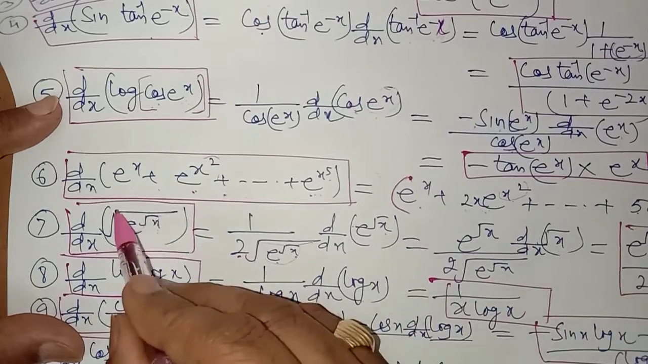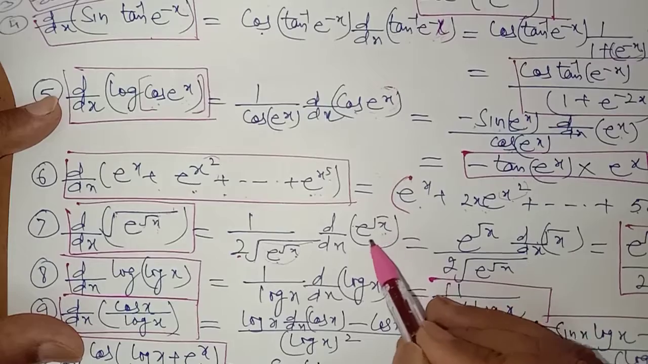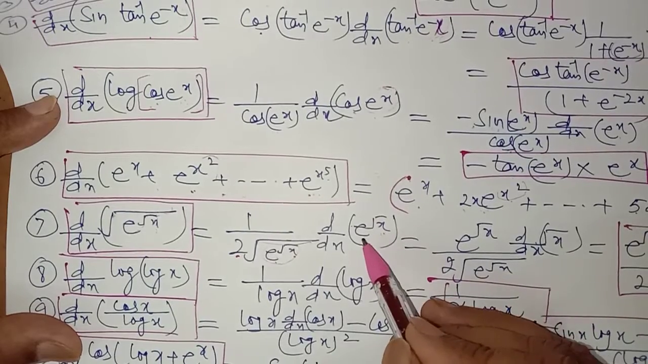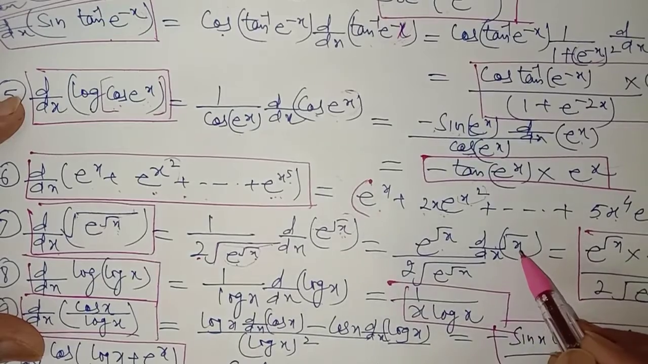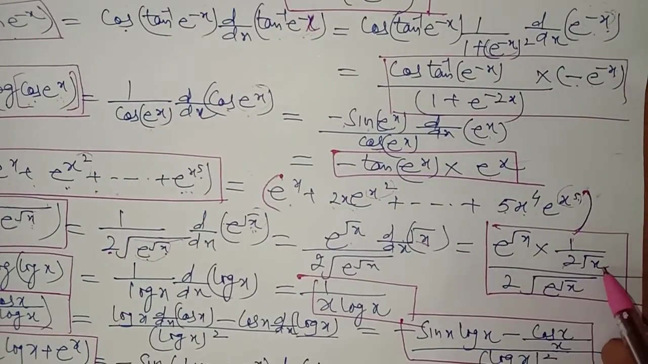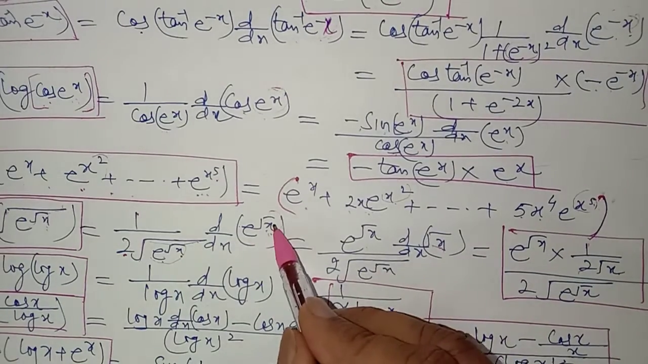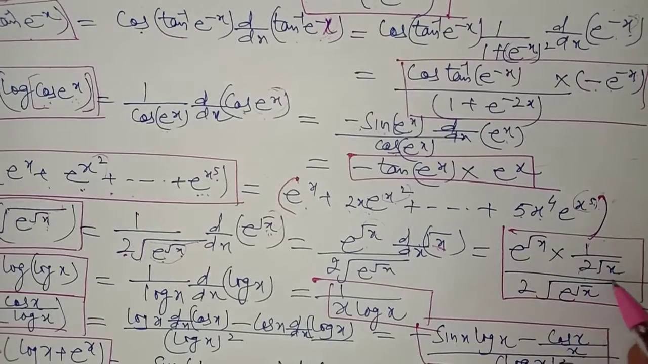Now, because we have differentiated this, multiply with the derivative of e raised to power root x. The derivative of e raised to power x is e raised to power x as it is, multiply with the derivative of root x, which is equal to 1 upon 2 root x.